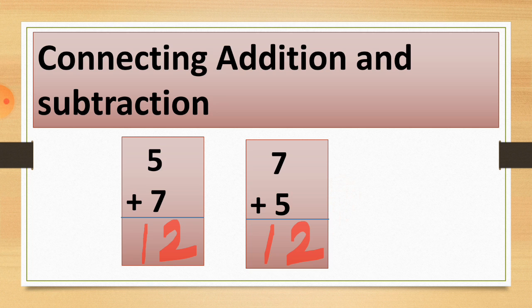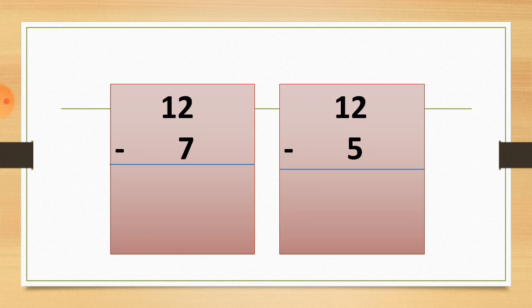Now let's see the subtraction. See this. We got the answer 12 in the last addition. Here you can see 12 and 12. Both sides I write 12. But here we discuss this sum first. Here is 12 minus 7. So how much is it?